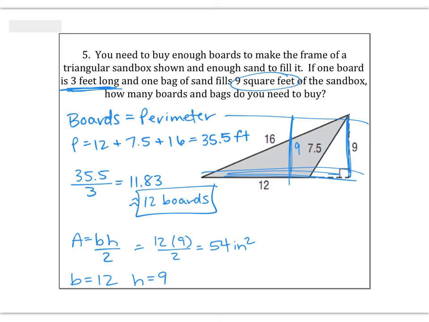Now each bag of sand fills 54 square feet. And each bag of sand fills 9 square feet. So you're going to take 54 and divide by 9. You need 6 bags of sand. 12 boards, 6 bags of sand.